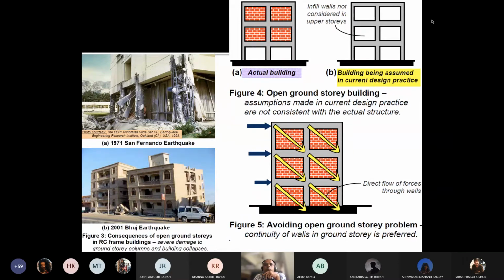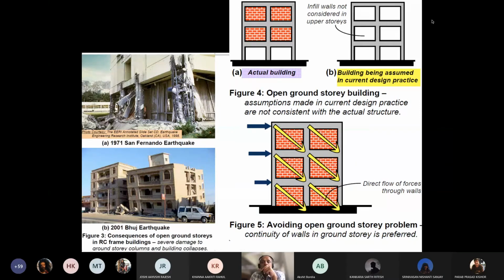Now, it is also important to understand from a structural point of view how the structural engineers look at the design of the buildings. Many times, when architects give the diagrams, they want the glass to be open, and suddenly in reality there are these walls which come up, and so the behavior of the building is going to be different.